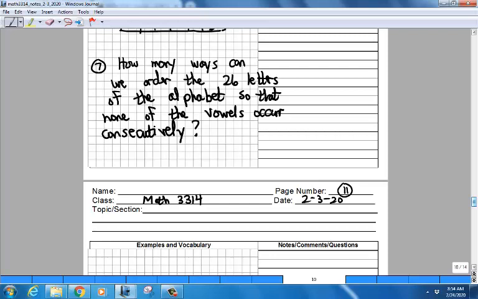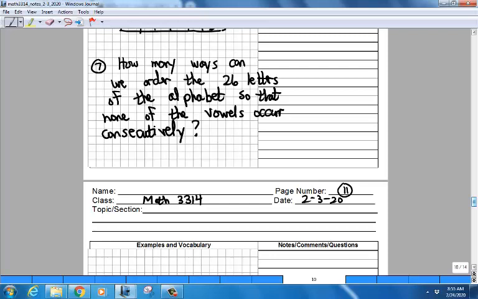So you want to come up with an algorithm or a description of the process for building a word that makes it easy for you to count. This one does require a little bit of cleverness. The book's suggestion is, first, forget about the vowels for a moment that we don't want to appear consecutively. So in building up this arrangement of the 26 letters, just go ahead and arrange the consonants first.